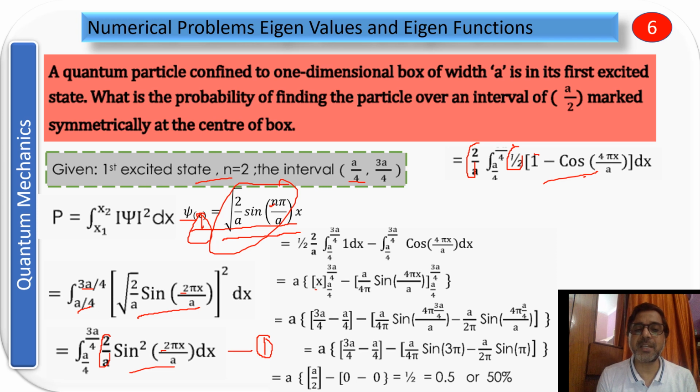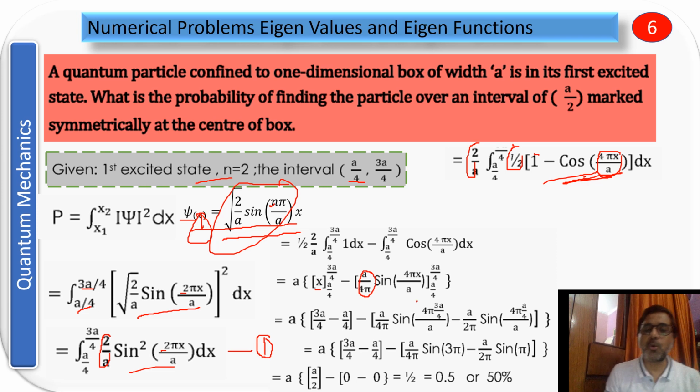So the integration of dx is going to be x, and then here this is your cos. The integration of cos is going to be sine, and we have to divide by the coefficient. So this is what has been done. I have divided by the coefficient, which is 4 pi x by a. As you can see, a has gone up, which is why it is in the multiplication. The integration of cos is sine, that has been taken, and then you just substitute the limit.